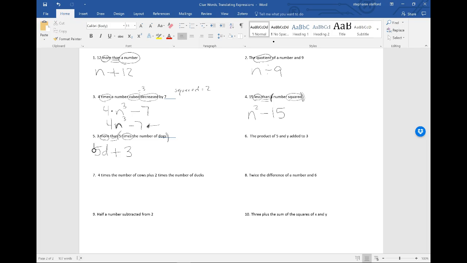6, the product of 5 and y added to 3. So product and added are my clue words. There's no turnaround words, so I put them in the order it's written in the sentence. So the product of 5 and y, that's 5 times y, added to 3.